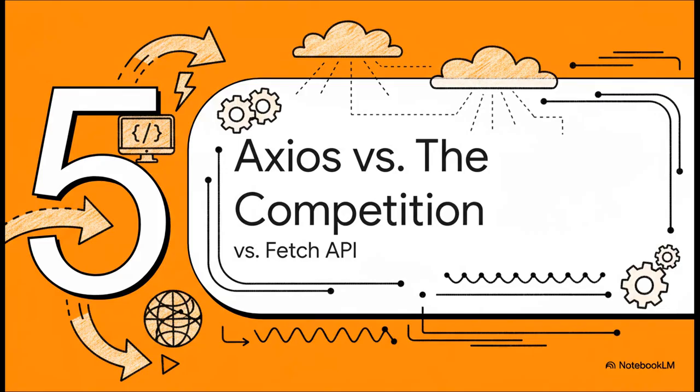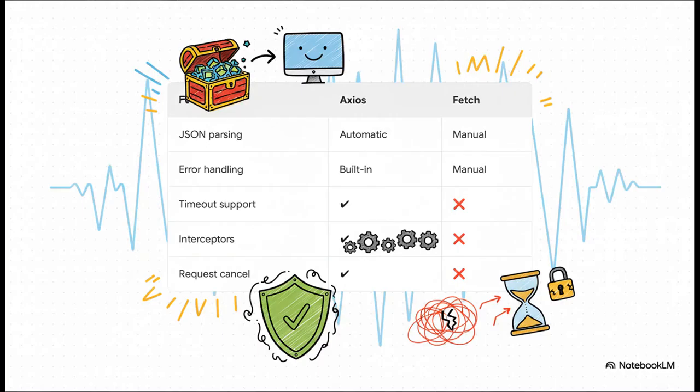So we know Axios is powerful, but how does it really truly stack up against the native Fetch API, the thing that's already built right into every browser? You know, this table pretty much tells the entire story. Automatic JSON parsing, Axios has it. With Fetch, you do it manually. Sensible error handling out of the box, that's a check for Axios. What about support for timeouts, those powerful interceptors, or canceling requests? Again, it's all built into Axios, but with Fetch, you'd have to code all of that yourself. The visual here is, well, it's pretty undeniable.